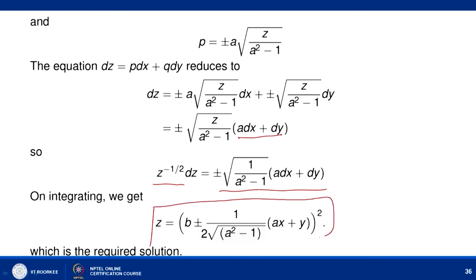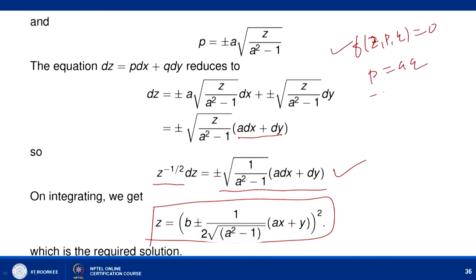Integrating this is quite easy, because it is simply integrating, no problem. So this is the required solution. So in this case, when f(z, p, q) equal to 0, you simply write p equal to aq, and using this you can solve to find out both p and q, and then you integrate it. Is that okay? And we have a complete integral like this.